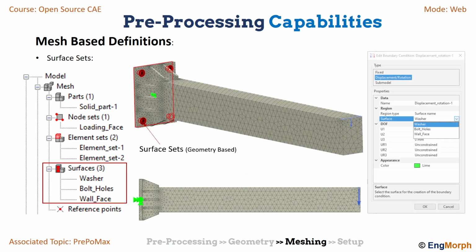Here, surface sets for washer, bolt holes, and wall face are created and later used for applying the boundary conditions.